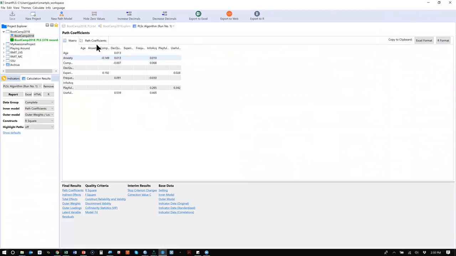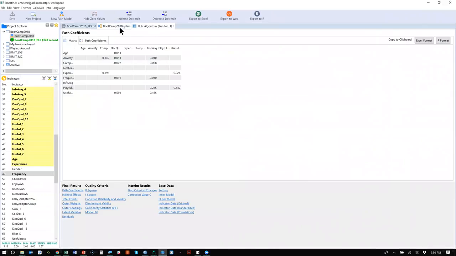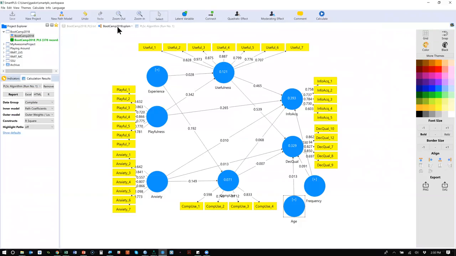But before we look at the report, go back to the model itself. Right now you see we're on this tab up here. Go back to the model tab. And here are all the coefficients. These are standardized regression weights.